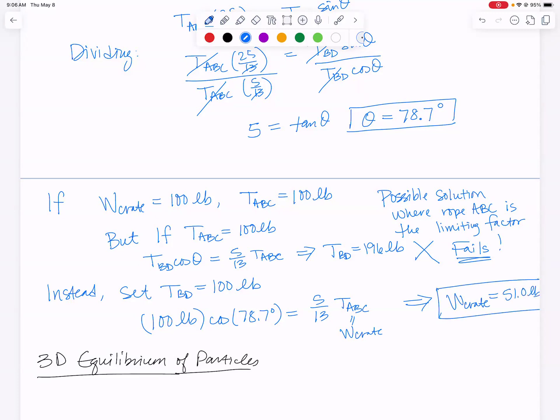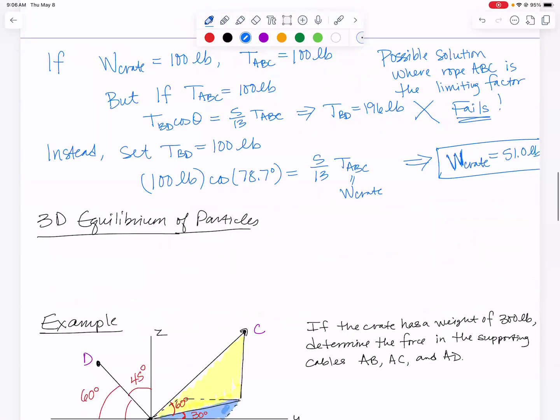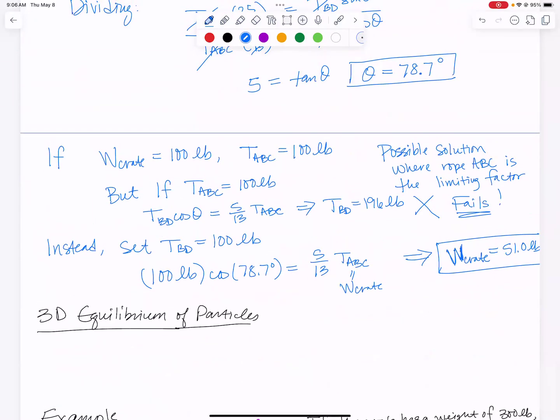And that's actually the biggest crate that you can hold with this group of cables, because that is right at the limit where cable BD is right about to fail. Cable ABC can totally handle more weight, but cable BD can't. So there's your answer. Okay, let's talk 3D equilibrium of particles to finish out class today.